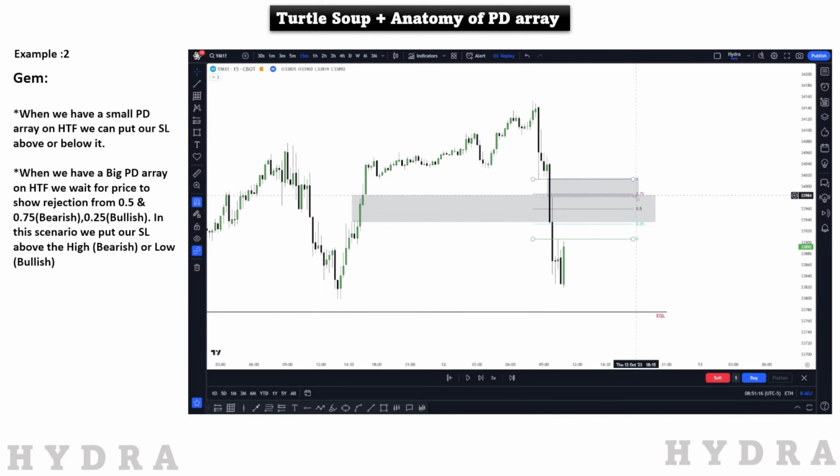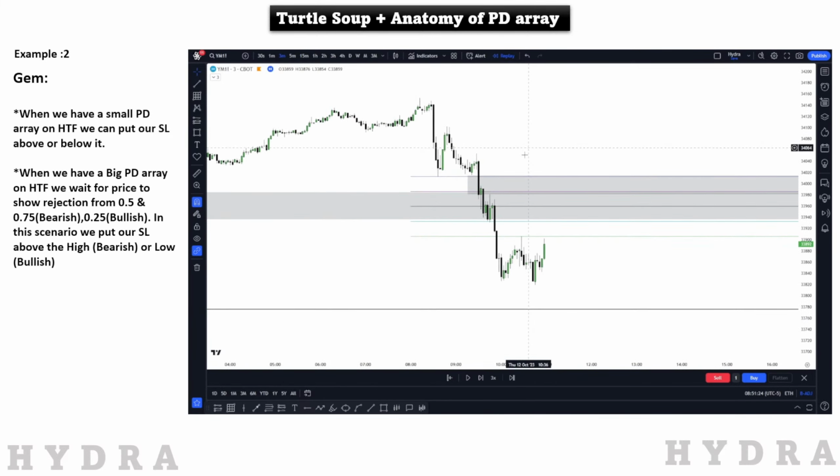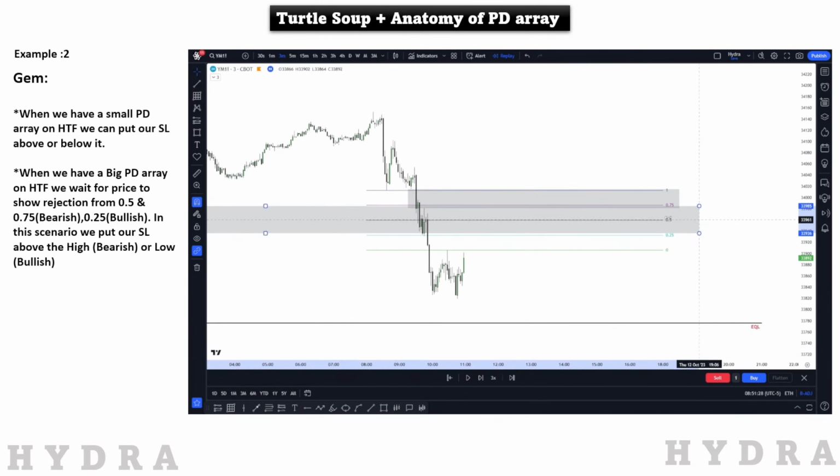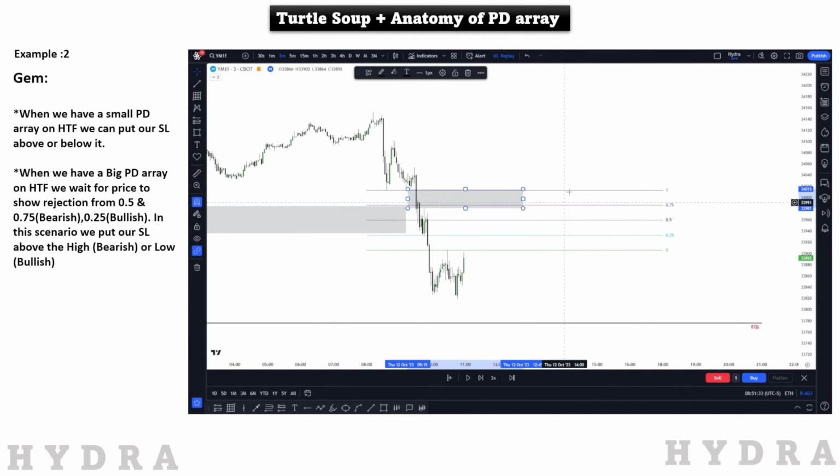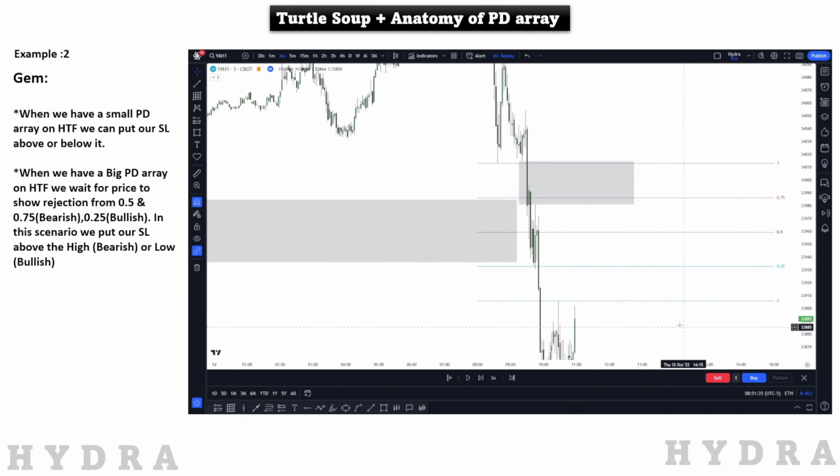And how will you know from which level price will reject? For that, we will have to drop down to 3-minute chart, and we'll have to find a swing high inside this hourly fair value gap, right? So we have the measurement of our hourly fair value gap. We also have a 15-minute CB here, so let's mark it.